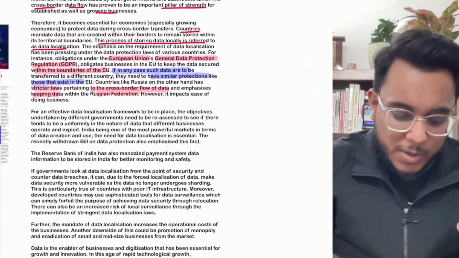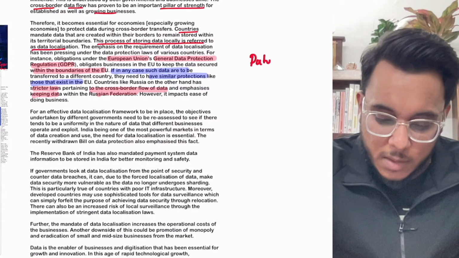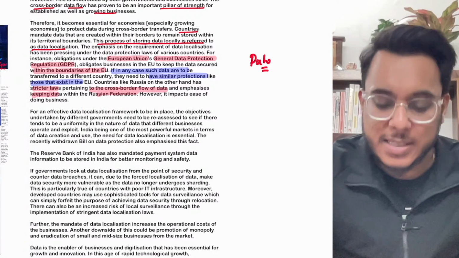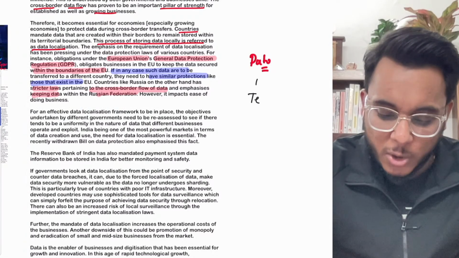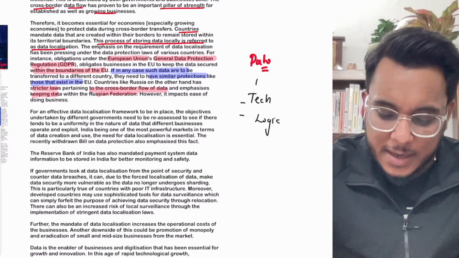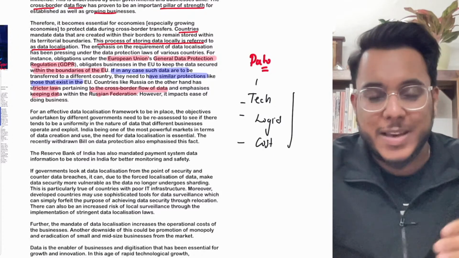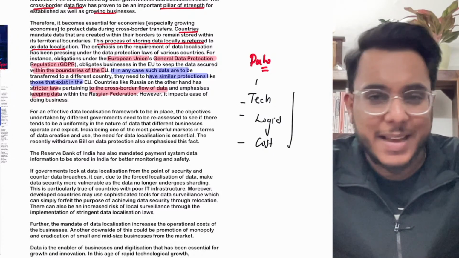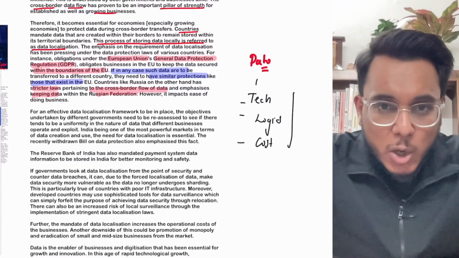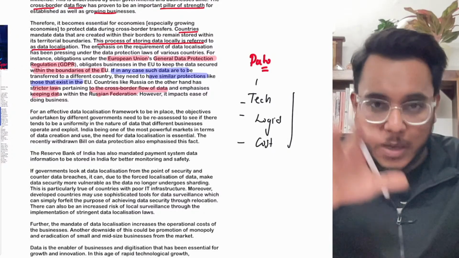Because understand this, that when we talk about data storage, it has many challenges associated with it. There are technological challenges, logistic challenges, and challenges related to cost. Many times the data centers are located in favorable locations, where the companies have already built huge infrastructure.